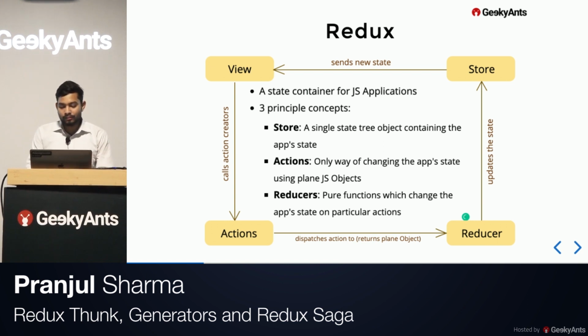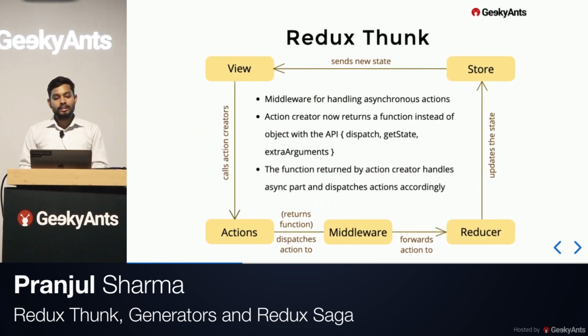So for making this flow asynchronous so that we can make network requests in between, we use middlewares. A very basic middleware is the Thunk middleware. It is a simple function which allows you to return a function instead of a plain JS object from our action creators.